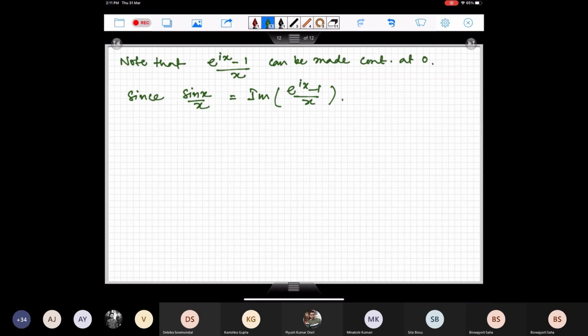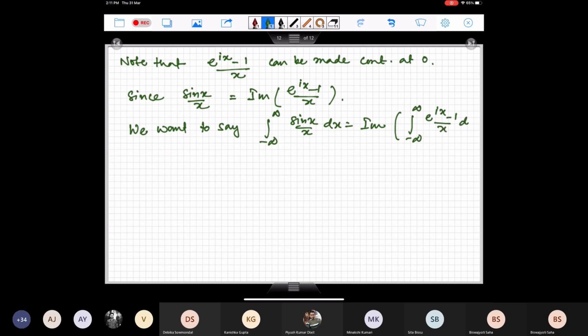Okay, so if that's the case, we want to say that I have to integrate from minus infinity to plus infinity sin x upon x dx. So I would like to say that this is the imaginary part of the integral from minus infinity to plus infinity of (e power ix minus 1) by x dx. Okay, so I would like to say this.